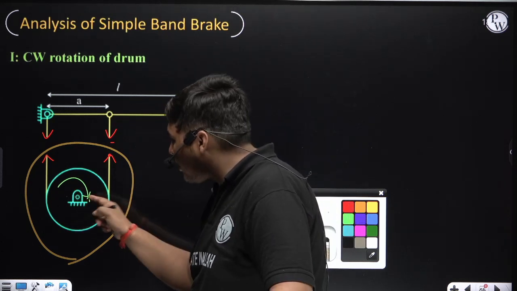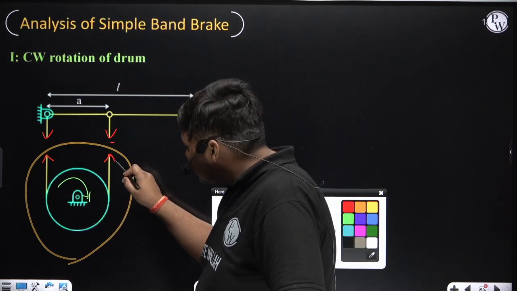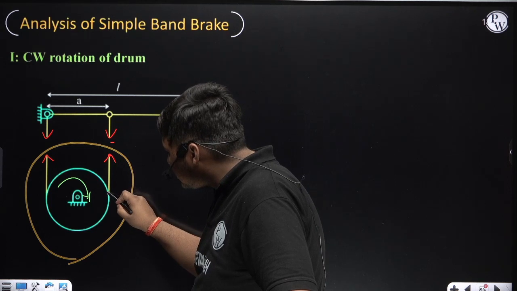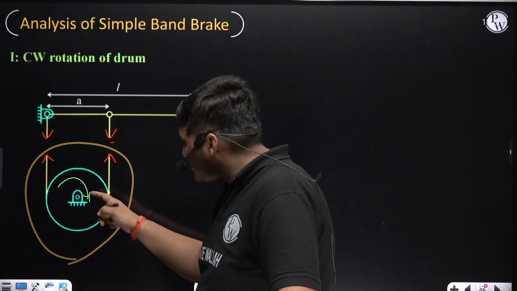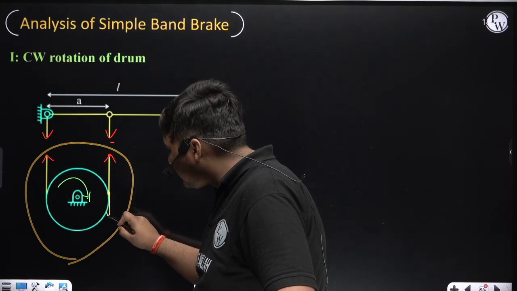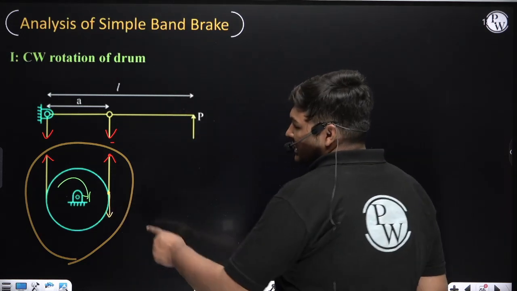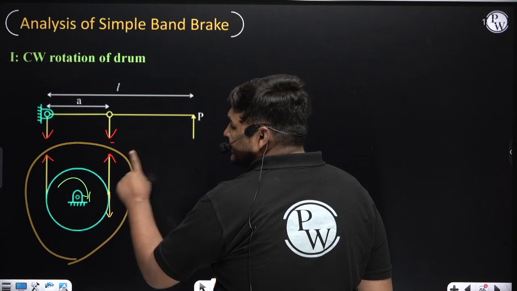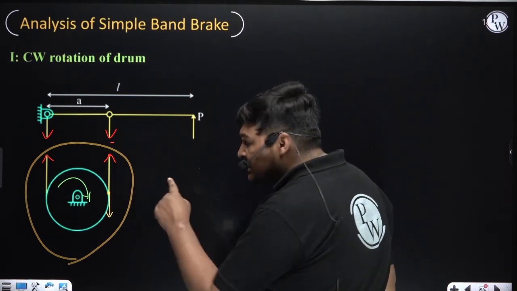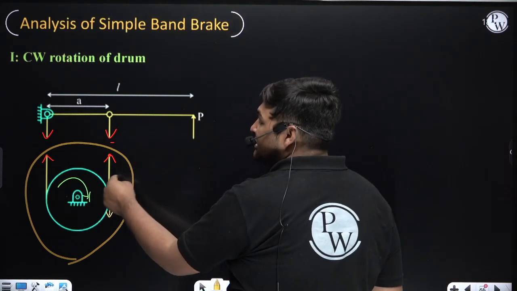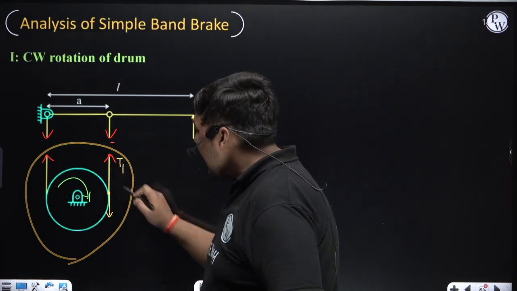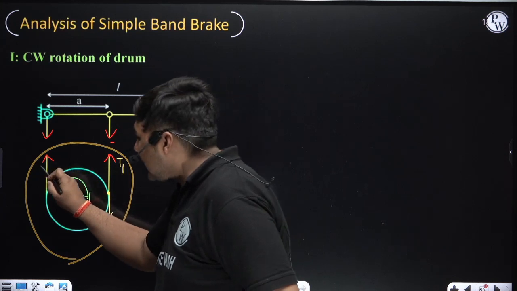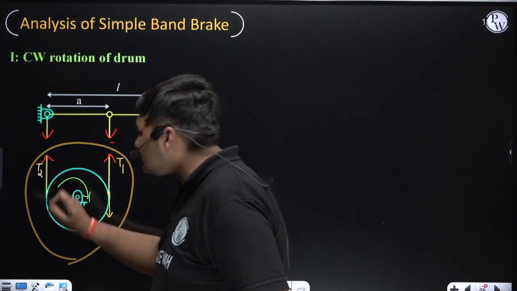Drum is rotating clockwise. So how will I do it? This side the band is attached with the drum at this location. So first find the direction of velocity of this point. Since the drum is rotating clockwise, the direction of velocity of this point will be this. Here you can see the direction of velocity and tension are opposite. Since the direction of velocity and tension are opposite, this side will be the tight side, and I am denoting the tight side tension as T1. And since this is the tight side, the other will be the slack side. I am denoting the slack side tension as T2.